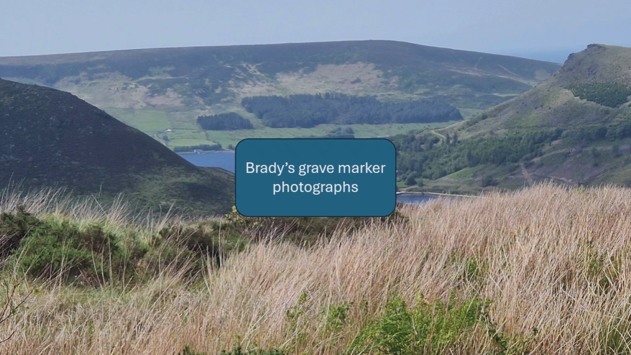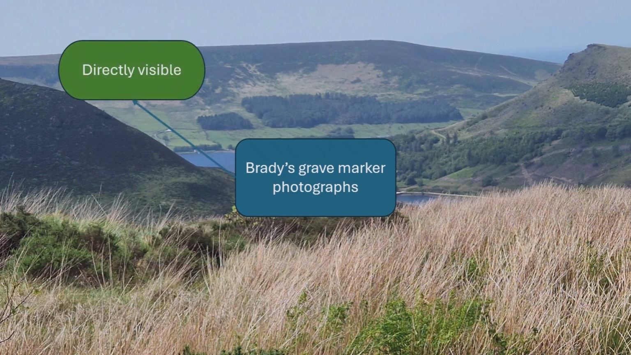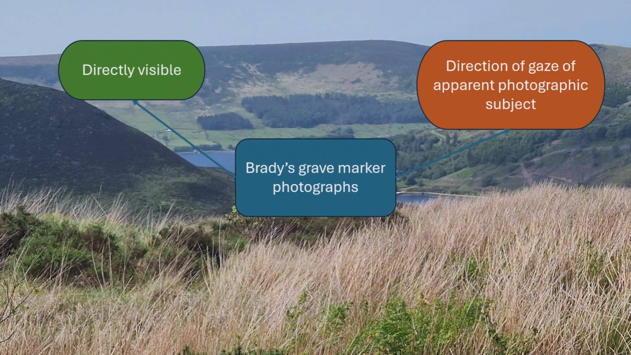There are 4 key factors to consider in each of Brady's photographs. Firstly, the grave or graves may be directly visible, such as the photo of Hindley crouching over John Kilbride's grave holding her dog Puppet. Next, they may be in the direction of the gaze of the apparent photographic subject. I have a couple of examples of this. Again, in the photograph of Hindley crouching over John Kilbride's grave, she is staring down directly at where they buried him.